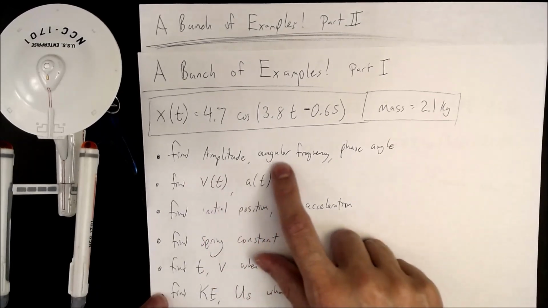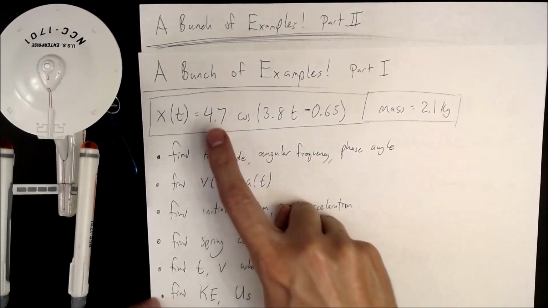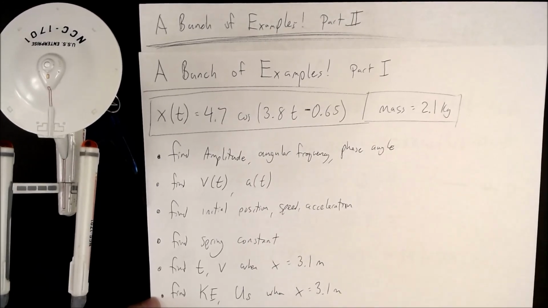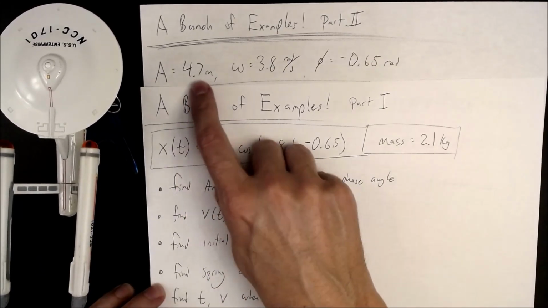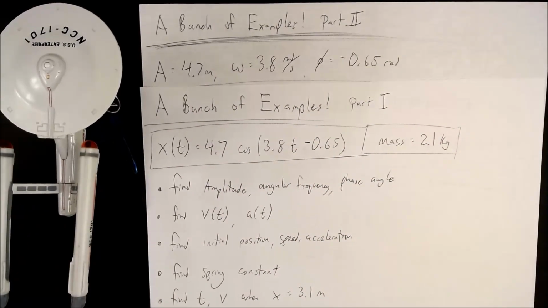We need to find the amplitude, angular frequency, and phase angle of this equation. Well, starting with that equation, how do you do that? Remember, from last time, that's the amplitude, that's the angular frequency, and that's the phase angle. Done. Okay, we've got the amplitude, the angular frequency, and the phase angle right there already.